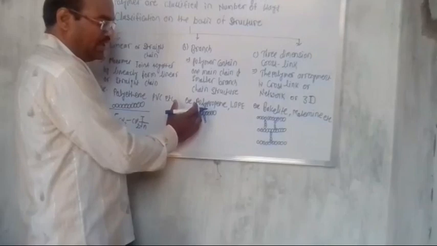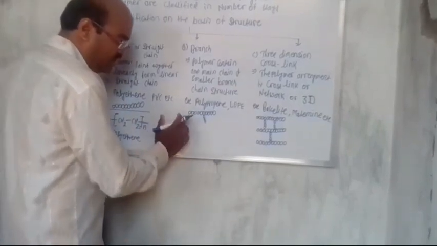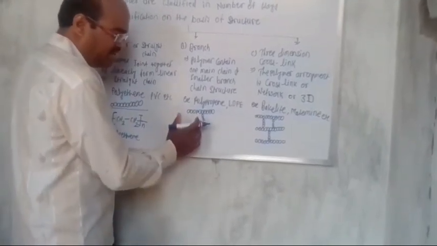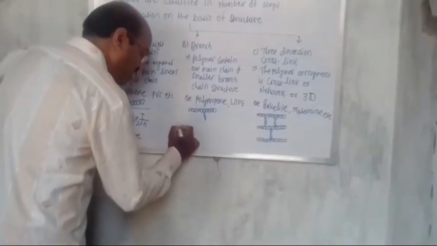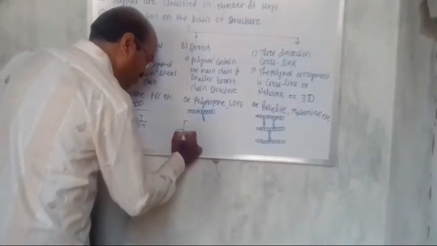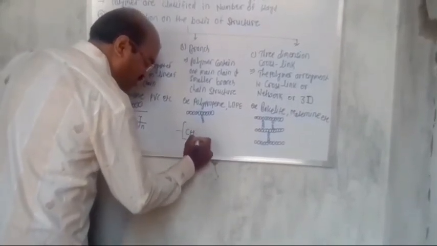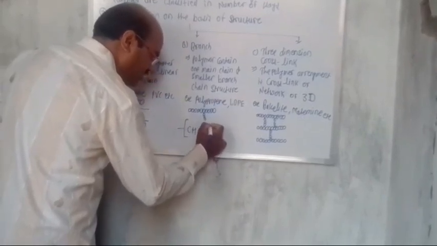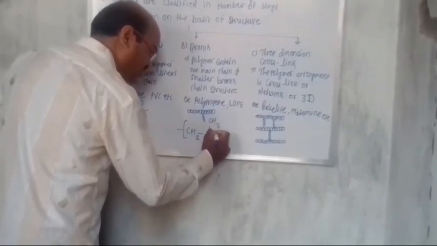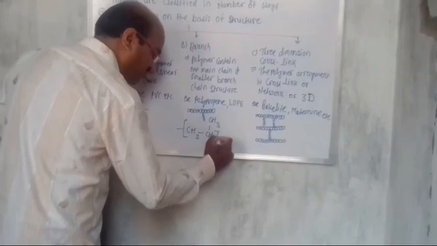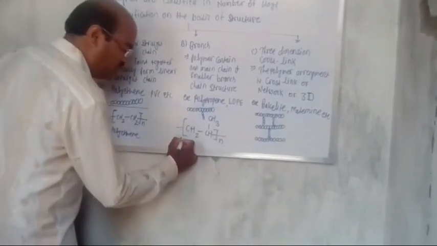Examples are polypropylene and LDPE. This is the main chain and this is the branch chain. For example, in polypropylene, CH2 CH, here CH3 is the branch. This is the structure of polypropylene.